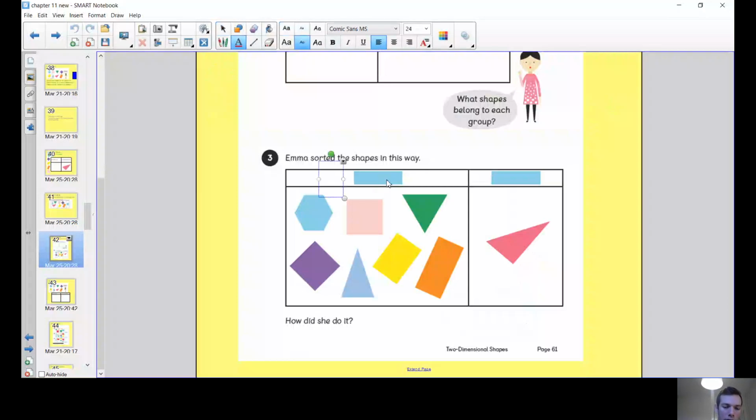So Emma has symmetrical shapes. Ooh, 3 M's, one too many. Symmetrical shapes, and Emma has non-symmetrical shapes. So that is how these are sorted. I wonder if you figured that out.